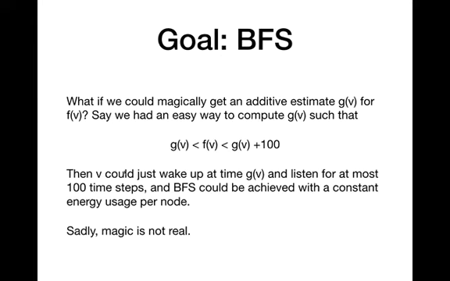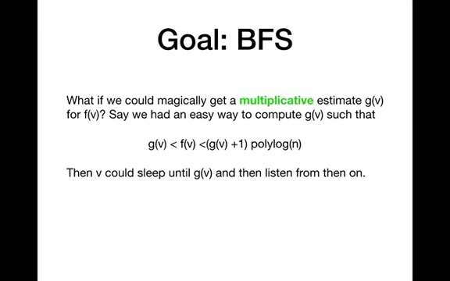Then the node v could just wake up at time g of v and listen for at most 100 steps. And then by then it hears the message and hears exactly when f of v is. And then BFS would be achieved with constant energy usage per node, and every node could go back to sleep after it's figured out its distance. Alas, there's no such additive estimate. Okay, so we can't get an additive estimate.